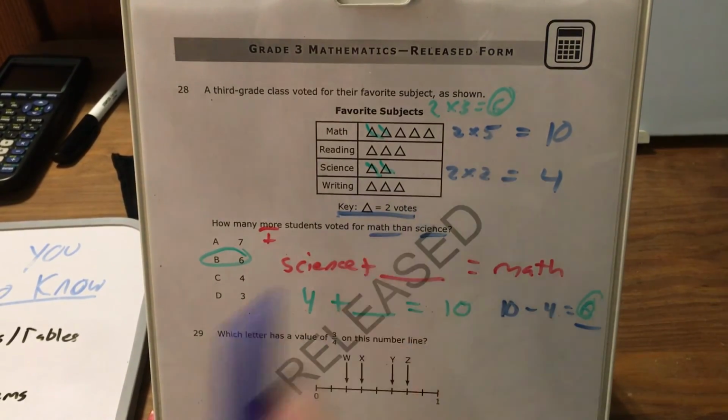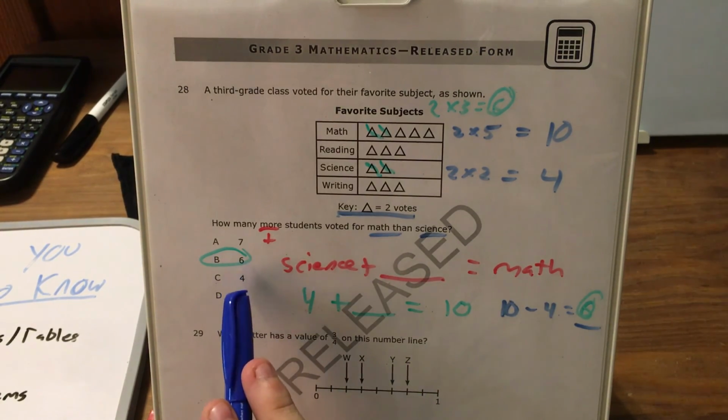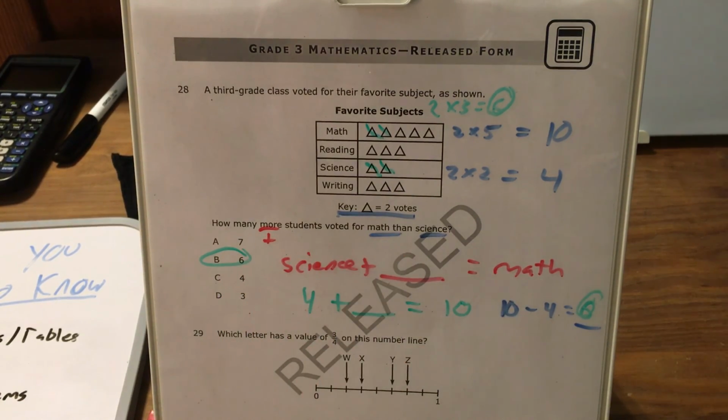North Carolina put this little thing in here to try to trick you. They love, love, love to do that with these questions, especially as you get up into the middle and high school questions. But our answer is choice B. 6 more students voted for math than voted for science.